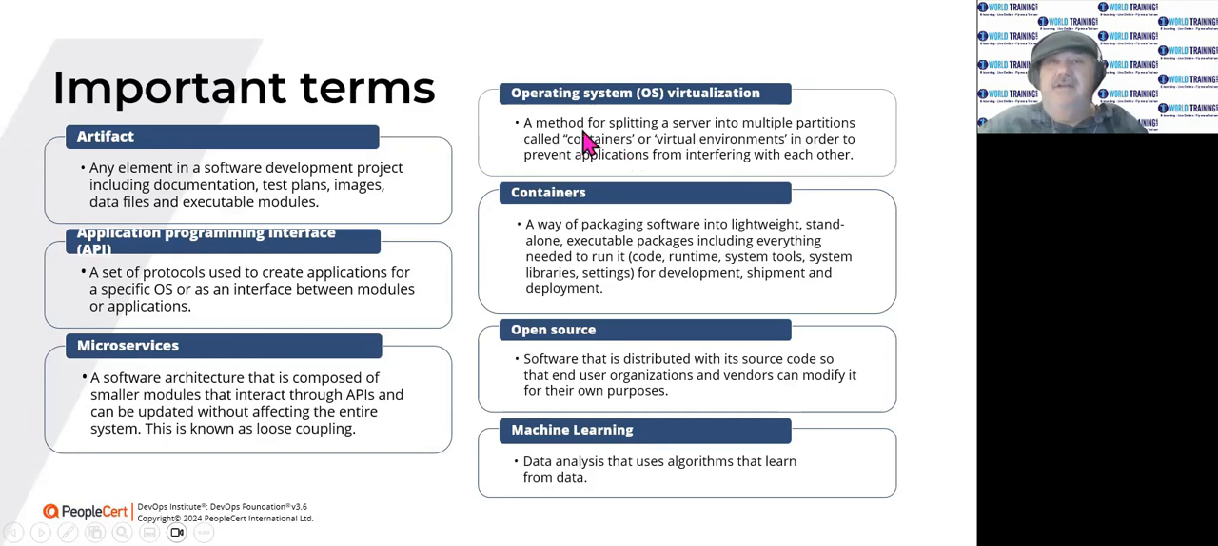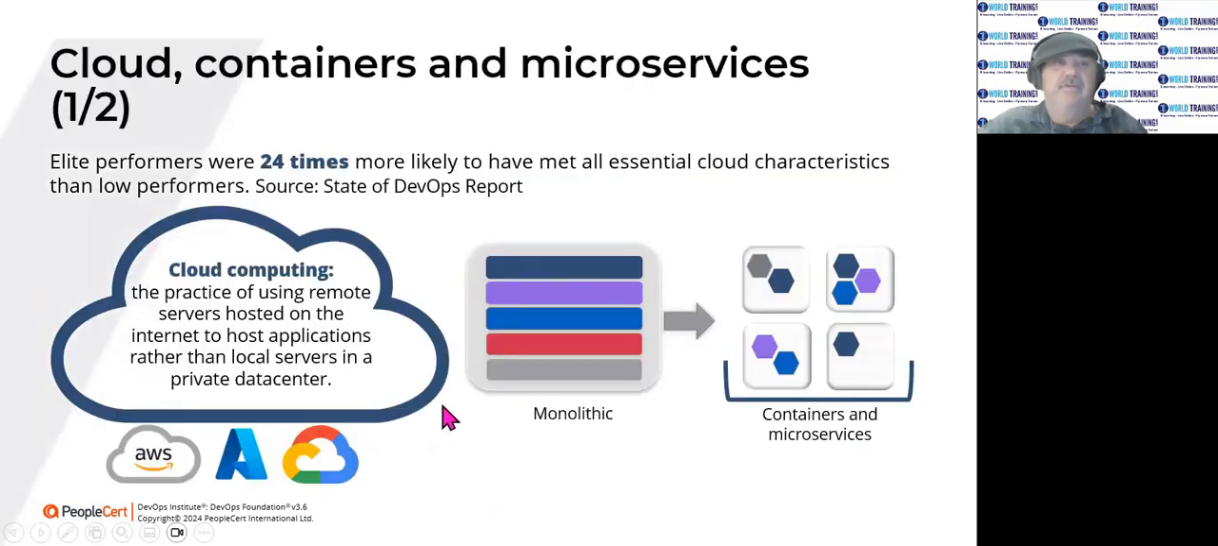OS virtualization is the idea of splitting a server into multiple partitions called containers or virtual environments in order to prevent applications from interfering with each other. Containers is a way of packaging software into lightweight, standalone executable packages, including everything needed to run it, which includes the code, runtime, system tools, libraries, settings for development, for shipment and deployment. Open source is software that's distributed with its source code so that the end user, organization, and vendors can modify it to their own purposes if they need to. And machine learning is the idea of using data analysis, using algorithms that learn from data. So this is a very short list of terms, but some of the ones that are used in this module and throughout the course.